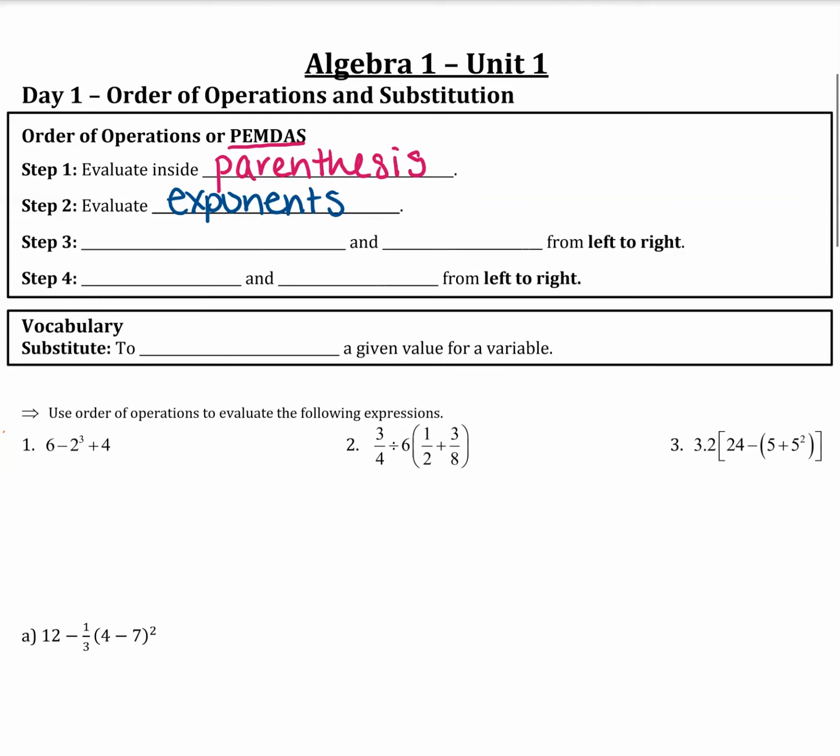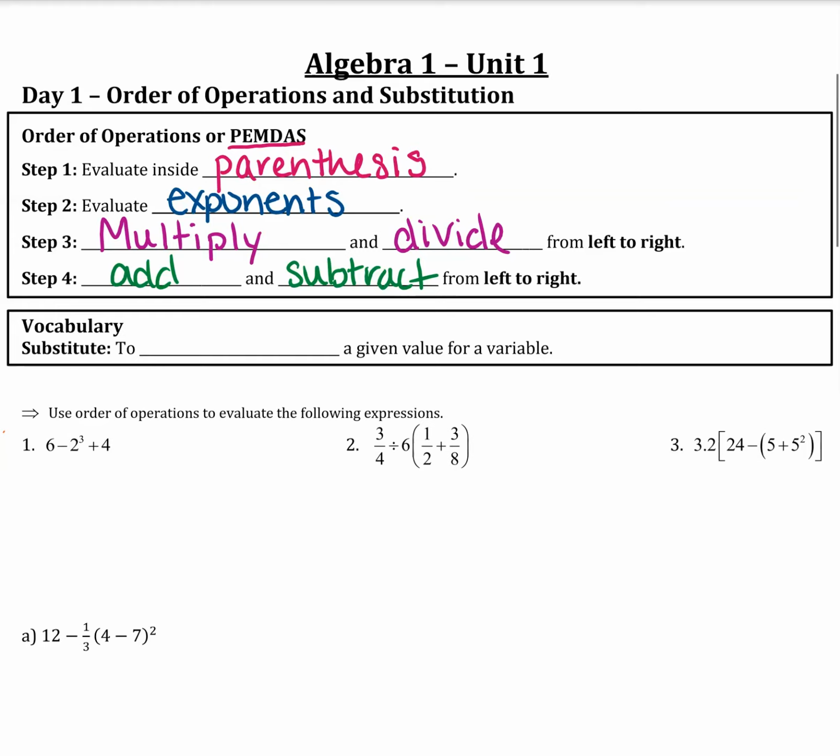So M and D together. M is multiply, so we're going to put multiply in the first blank and divide in the second one. So you're going to read your expression left to right and do the multiply and divide left to right. Then step 4 is A and S. So add and subtract. Okay. Perfect. That's box 1.